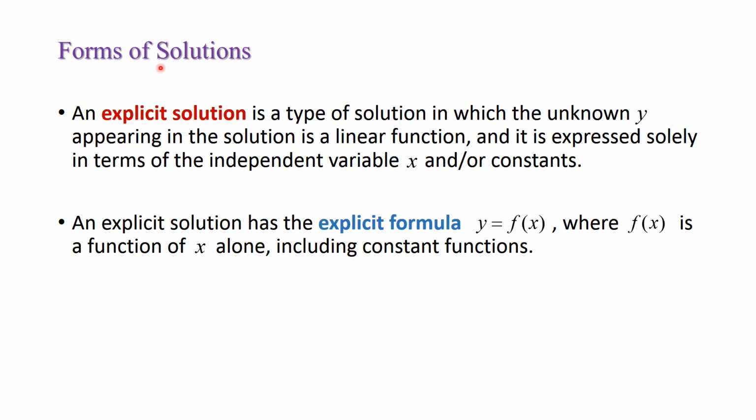Forms of solutions. The first form of solution that we are going to discuss is an explicit solution. An explicit solution is a type of solution in which the unknown y appearing in the solution is a linear function, and it is expressed solely in terms of the independent variable x and or constants. In other words, an explicit solution has the explicit formula y equals f of x, where f of x is a function of x alone, including constant functions.